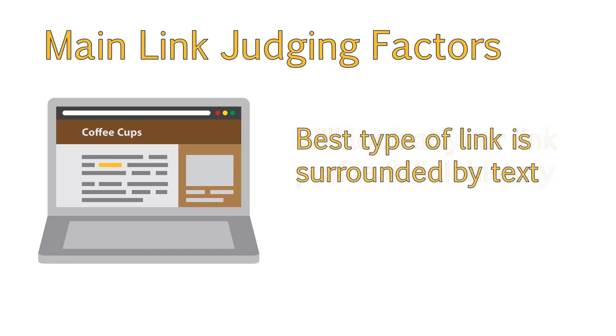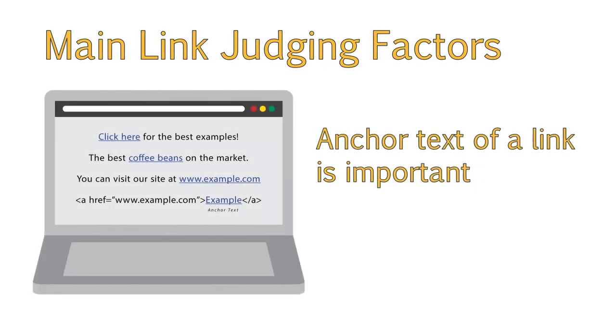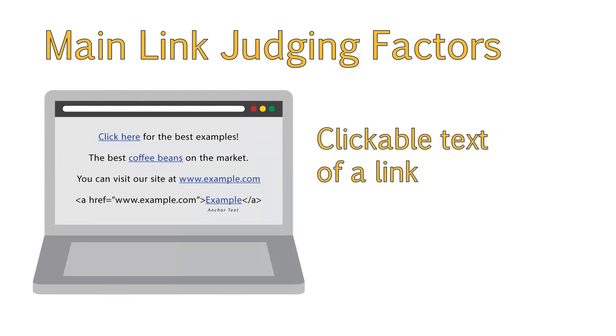The best type of link to acquire is a link in content surrounded by words relevant to your site. So if we had a site about coffee and the site about coffee cups mentioned us within a blog post talking about drinking coffee, that would be considered a great link. The anchor text of a link is also important. The anchor text is known as the clickable text of a link.